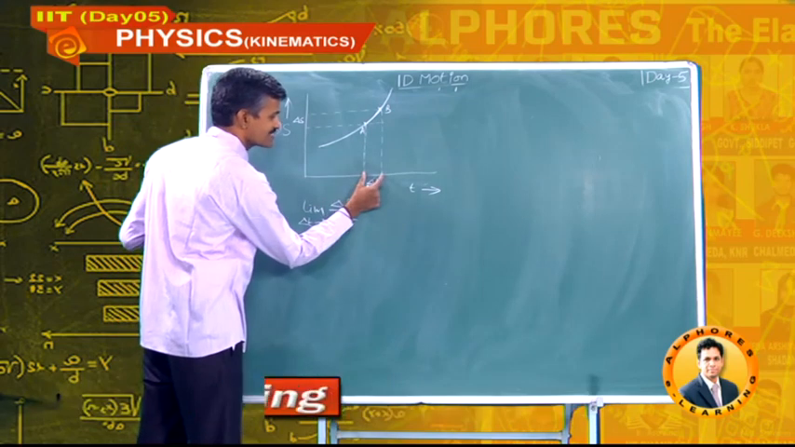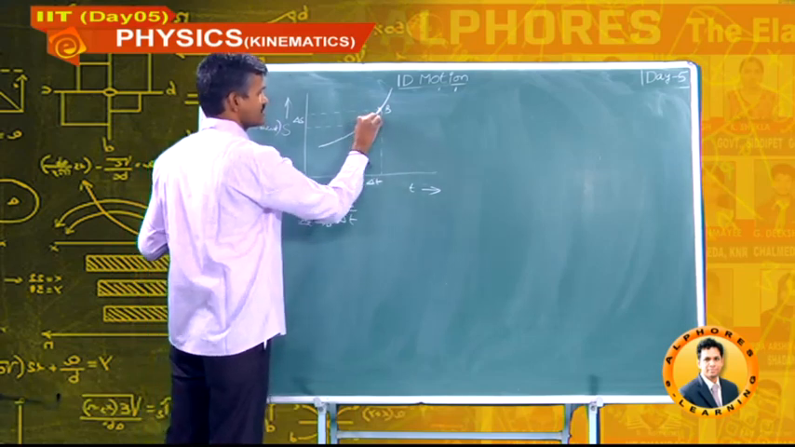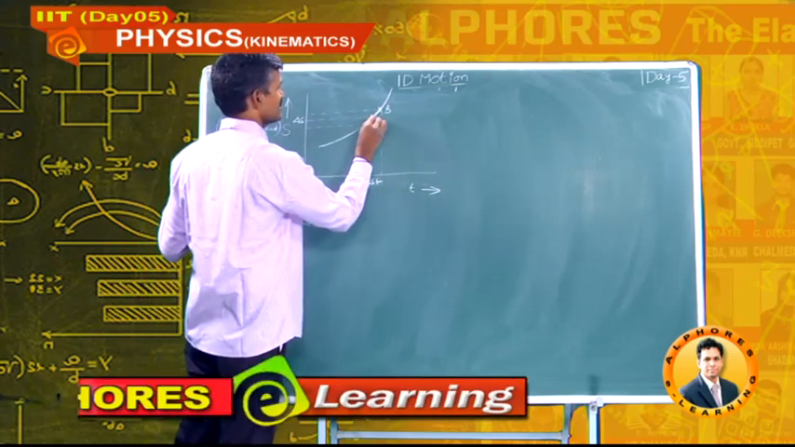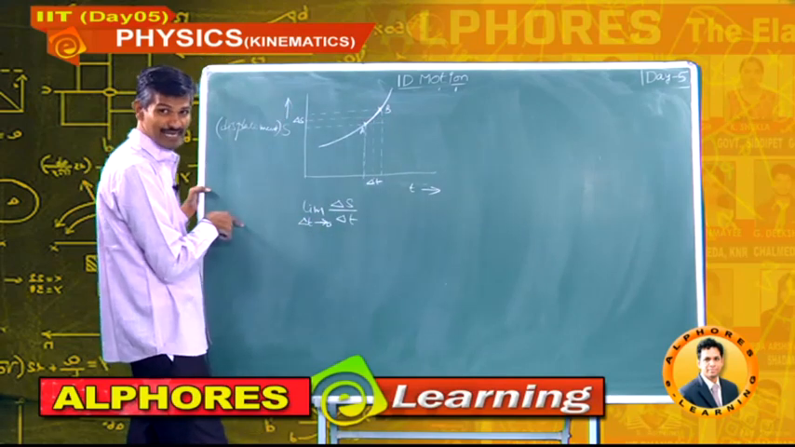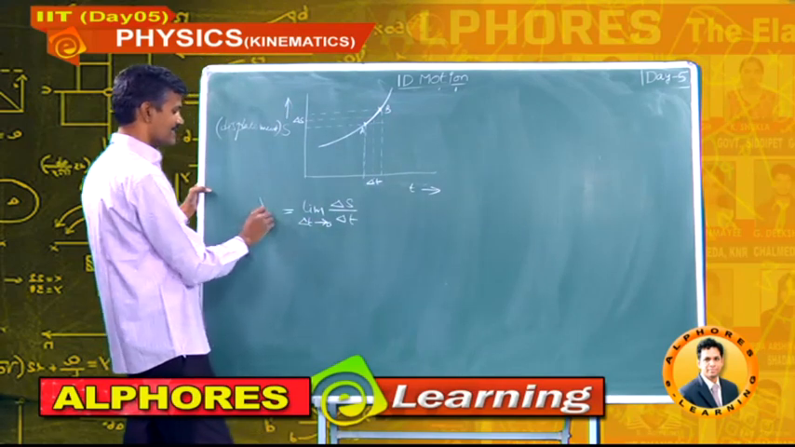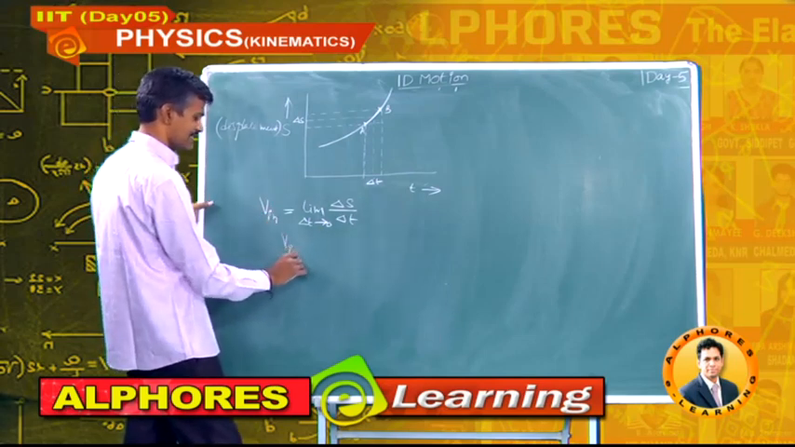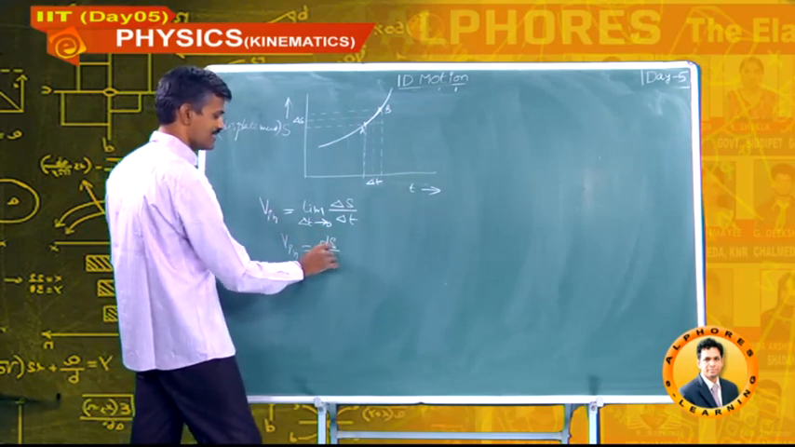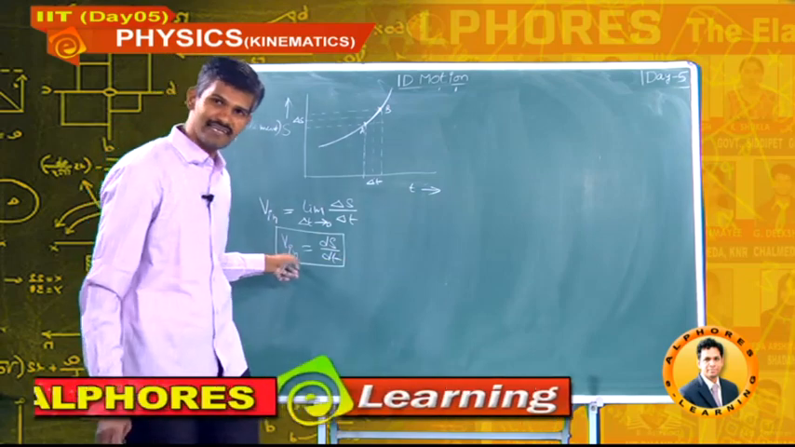As the interval gets smaller, even smaller, you will reach a point. That point's slope gives the instantaneous velocity. So, V instantaneous is nothing but ds by dt. By taking the derivative of displacement, you will get instantaneous velocity.